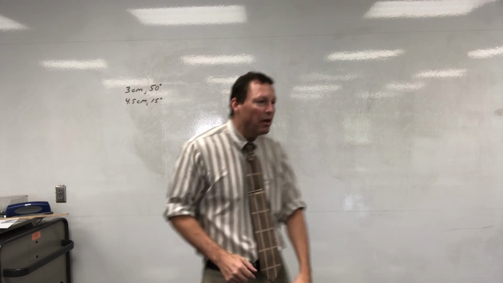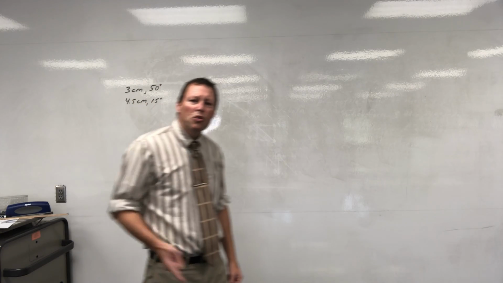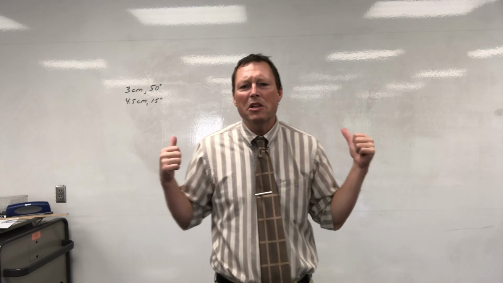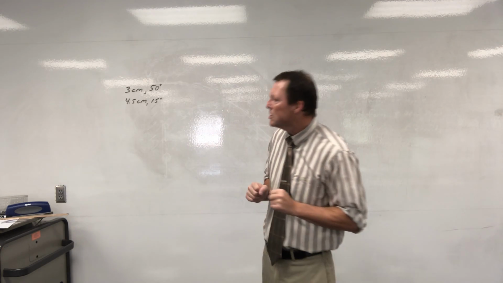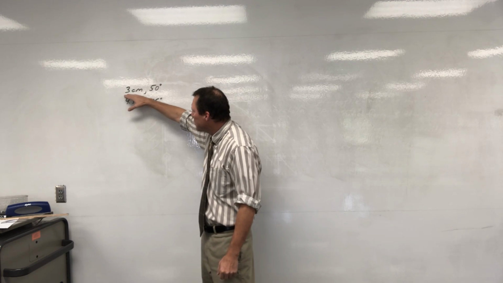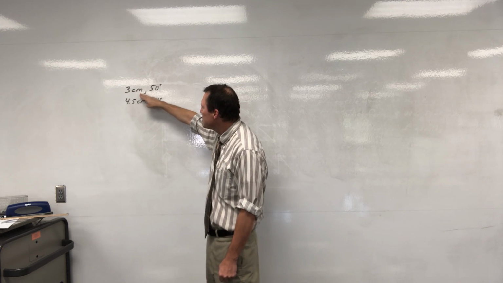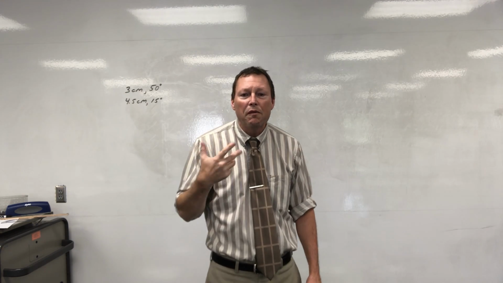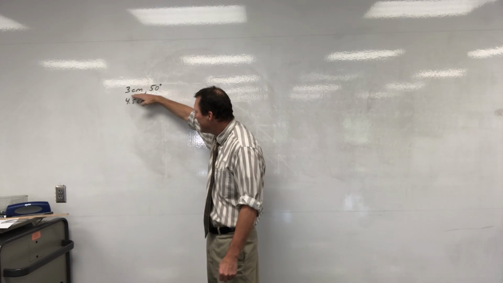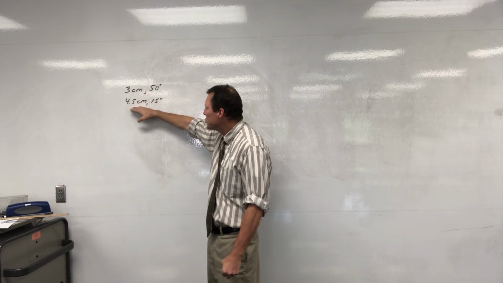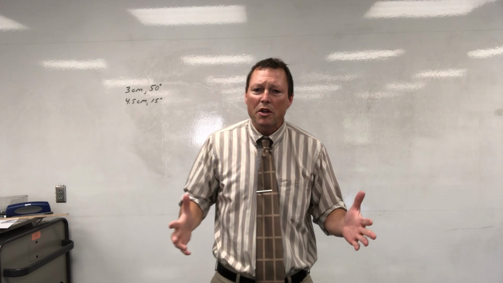So let's get started. I've got a problem on the board. I want to add two vectors together. And these are going to be displacement vectors because it's kind of easy to work with. People can visualize it easy. So I've got one displacement vector. Its magnitude is 3 centimeters and the direction is 50 degrees from the horizontal. And I want to add that vector to the second vector, which is 4.5 centimeters at 15 degrees. So let's go ahead and get started.